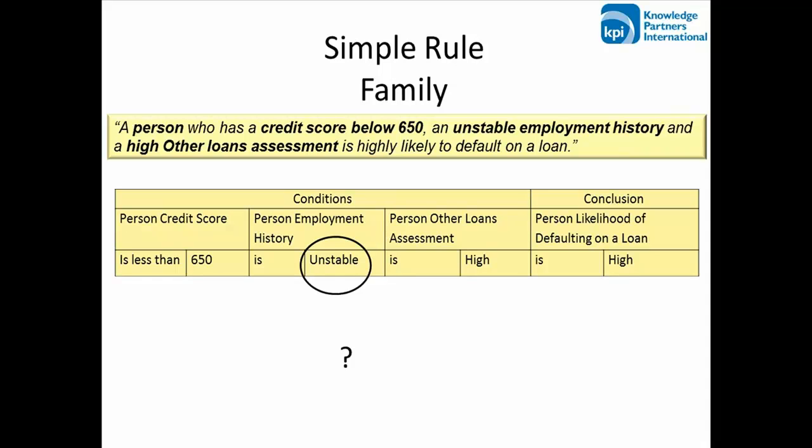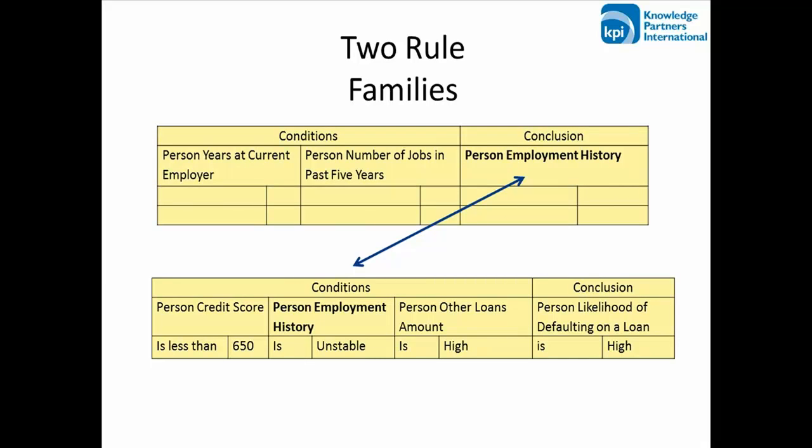What happens is that this particular organization says, no, no, no. Unstable is the way we are going to judge their employment history. We are going to look at things like how long they've worked at their current employer, how many jobs they've had, and those kinds of things in order to determine for ourselves whether their employment history is unstable in our opinion. And so what do we do? Well, there's only one answer.